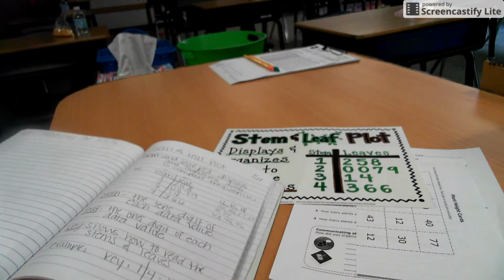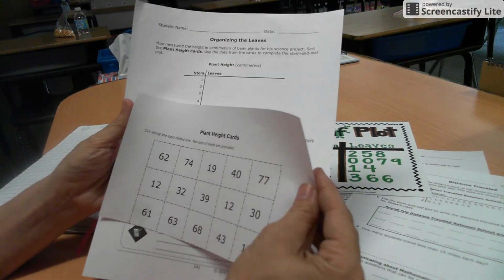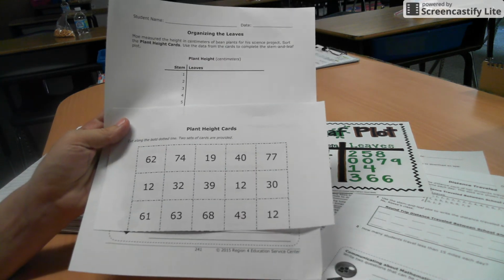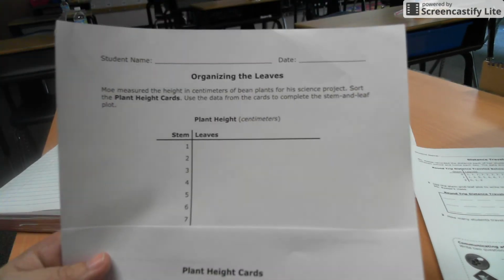So go ahead and pause, make sure you have that, and then here's what I want you to get. I want you to get the organizing leaves sheet and this half sheet. So go get that real quick.